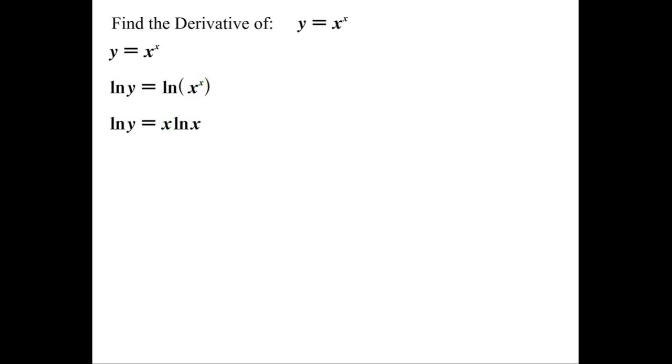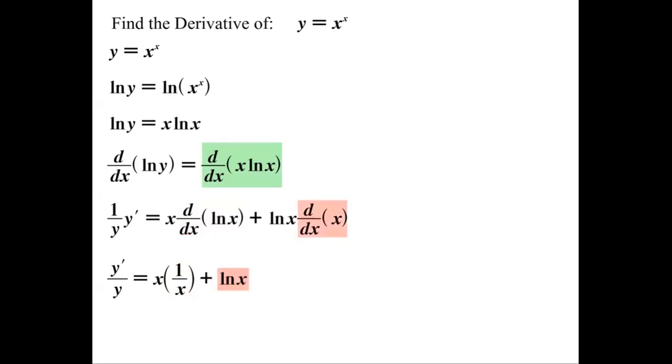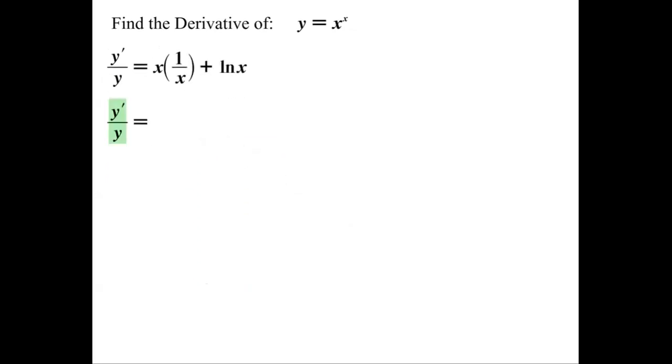Now that we've brought down the exponent, we take the derivative of both sides. The left-hand side of the equation is equal to 1 over y times y prime. The right-hand side of the equation requires the application of the product rule. So it's going to be equal to x times the derivative of the natural log of x, which is equal to 1 over x, plus the natural log of x times the derivative of x, which is equal to 1.